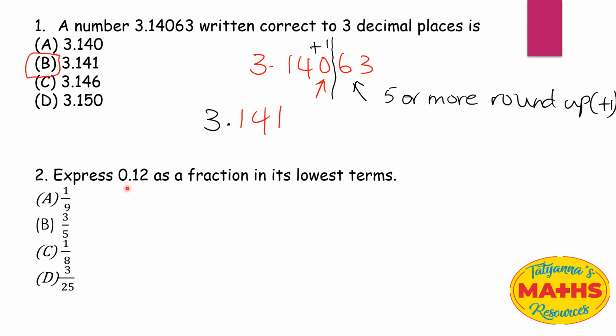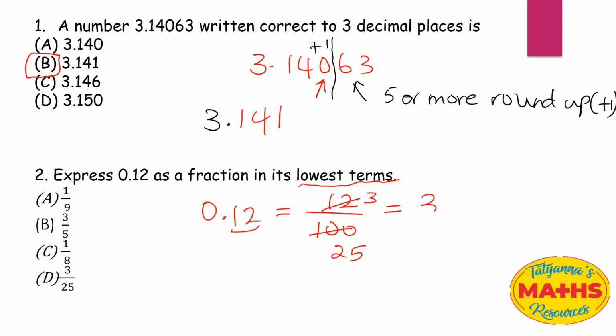Question 2. Express 0.12 as a fraction in its lowest terms. So once you see this number 0.12, there are 2 numbers after the decimal point. So that means it'd be 12 over 100. We know because there are 2 numbers, it will be 2 zeros. It says in its lowest terms. So let's divide. 4 into 12 is 3. 4 into 100 is 25. So the answer is 3 over 25. So the answer is D.